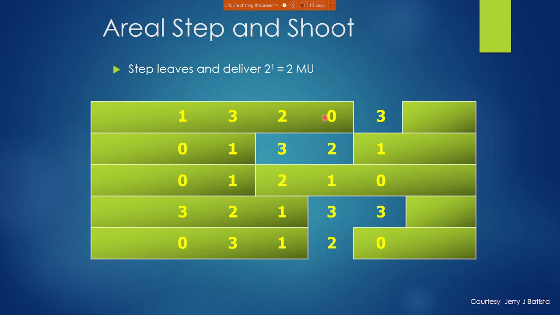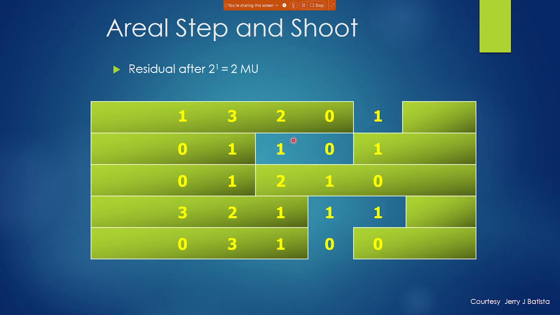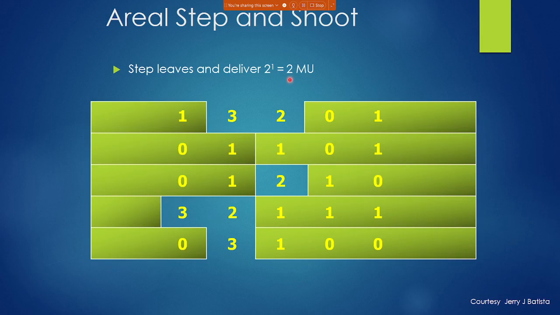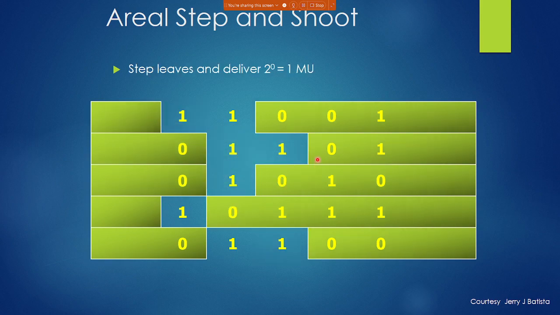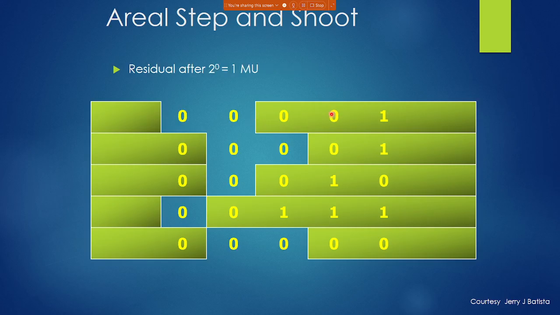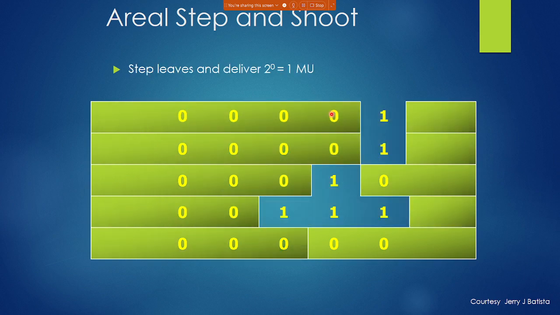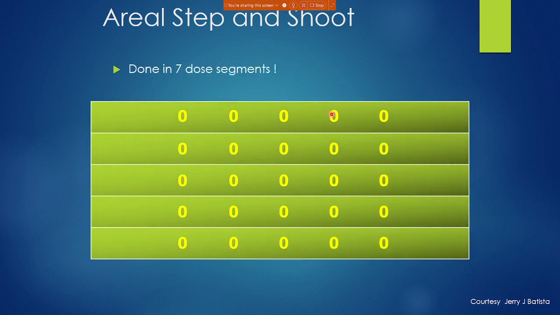So I delivered 2 MU. So now I have left over 1, 1, 1, 1, 1 here, but I have to deliver here and here. So I open these segments alone and deliver again 2 MU. So now this will become 1, 0, 1, 1, etc. So now I have only 1 MU to be delivered. So how do I get 1? 2 power 0. 2 power 0 is 1 MU. So I deliver this segment. Again I can't open this because I have zeros here, so I deliver this, and then I open this area and deliver 1 MU. I have 0. So now everything is given.